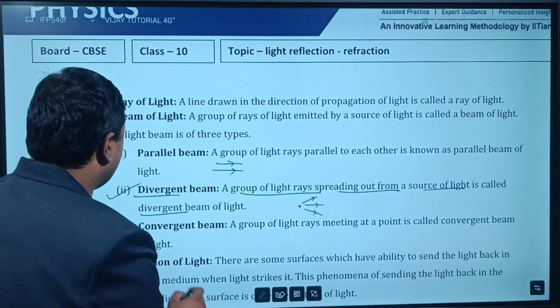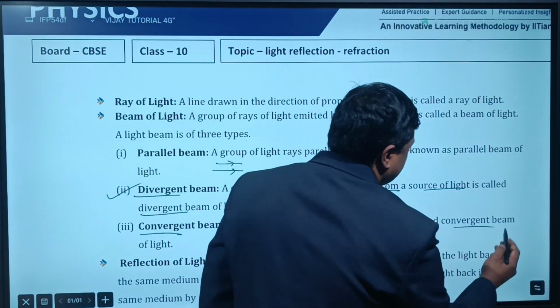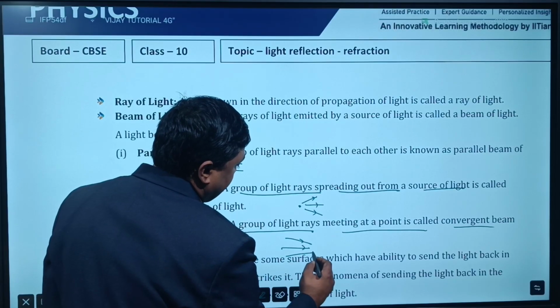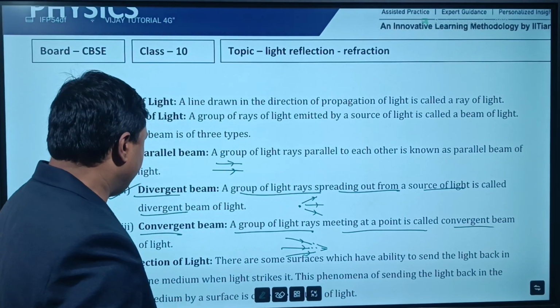Now, convergent beam of light. A group of light rays meeting at a point is called a convergent beam of light. Suppose this light ray and this light ray are meeting at this point. So this is a convergent beam of light. Is it clear?